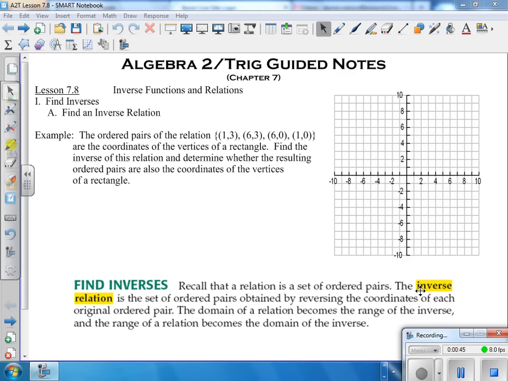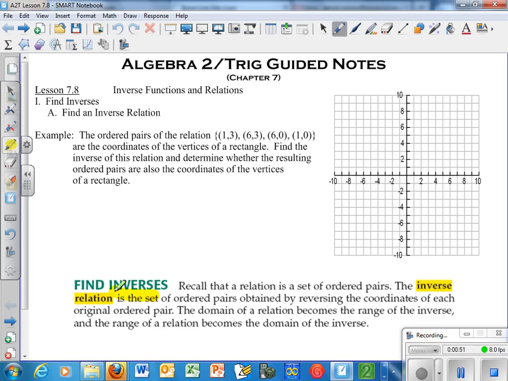Finding inverses. The inverse relation is the set of ordered pairs obtained by reversing the coordinates of each original ordered pair. And that's very key. You're going to switch the x and y. So in other words, the domain x becomes the range, and the range becomes the domain, because we're switching x and y.